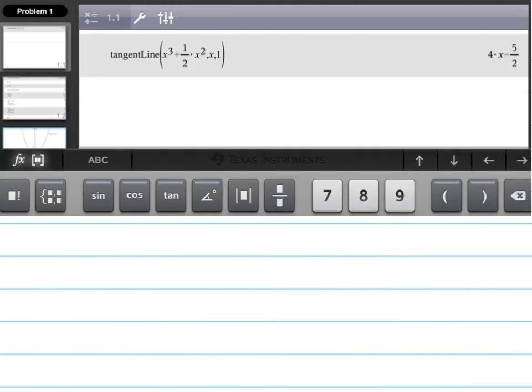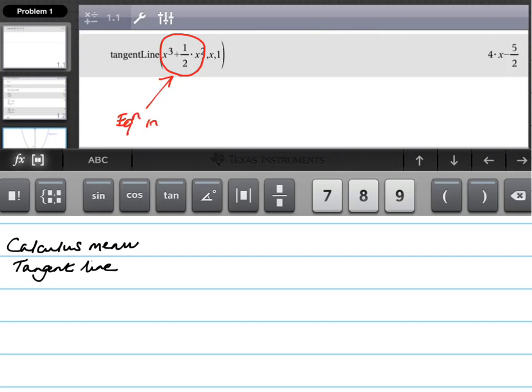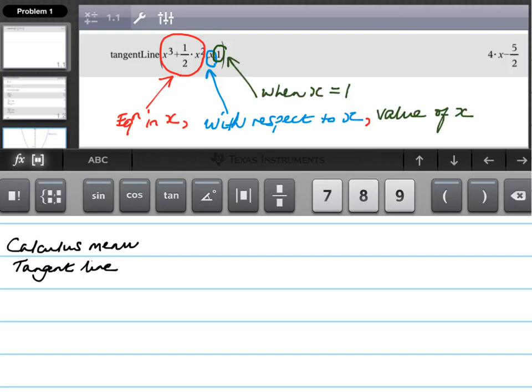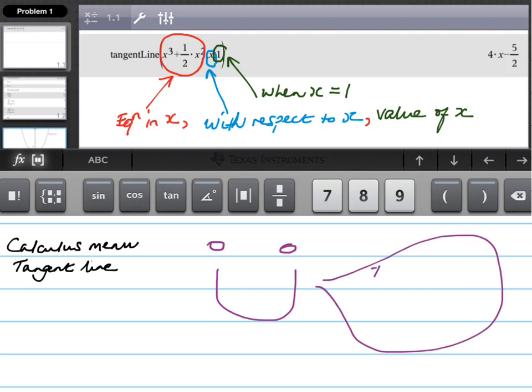Now this is a nifty little command. This is the tangent line command, which comes from the calculus menu. Tangent line, then you put the function name or the equation in x, then a comma, then x, meaning with respect to x, and then a comma, and then the value of x that you want it at, here when x is 1. So it's equation, comma, x, comma, value of x. Then you just hit enter and you get the equation on the right hand side. So what do you think, Smiley?